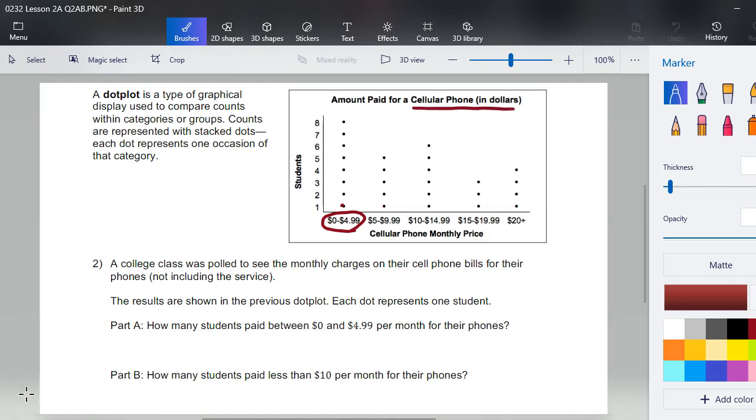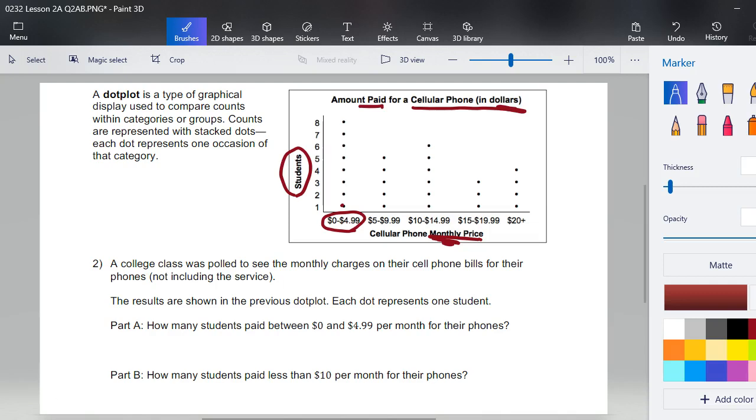A good skill is to always look at your graph, look at what's presented in front of you, and notice this is the amount paid for a cellular phone, and it is in dollars. Always look at your axes. That's the number of students. That will count our dots. And then this is the monthly price. So a monthly price being between no dollars and $4.99, we have a student, etc. So I don't need to get ahead of myself.